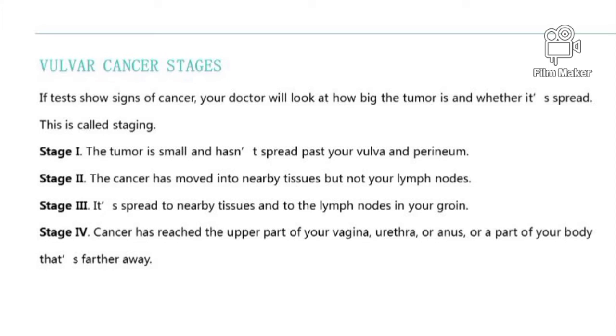In the first stage, the tumor is small and hasn't spread past your vulva and perineum. Stage 2, the cancer has moved into nearby tissue but not your lymph nodes. Stage 3, it has spread to nearby tissue and to the lymph nodes in your groin. And lastly, stage 4, cancer has reached the upper part of your vagina, urethra, or anus, or a part of your body that is further away.